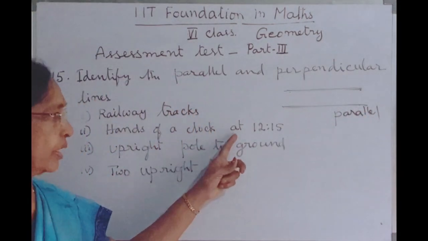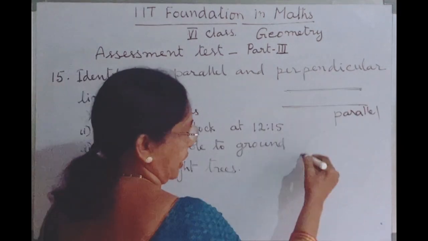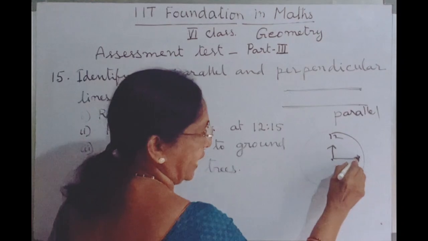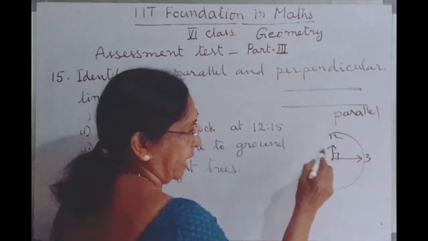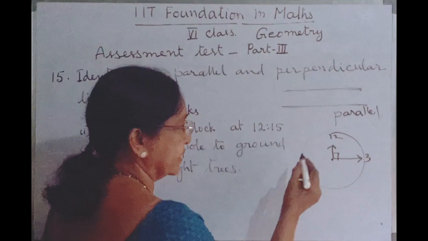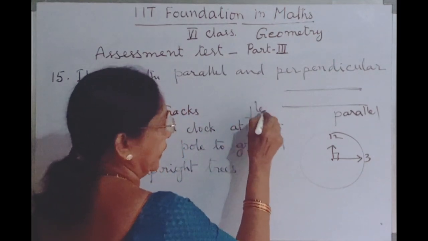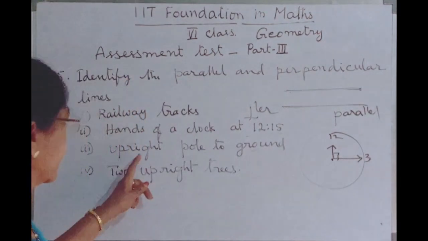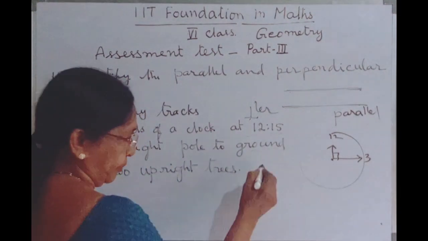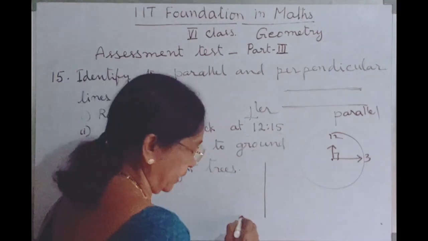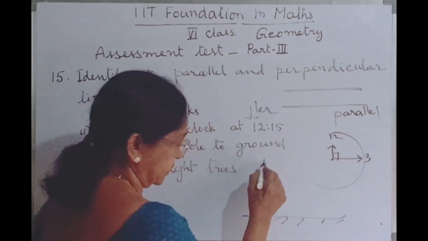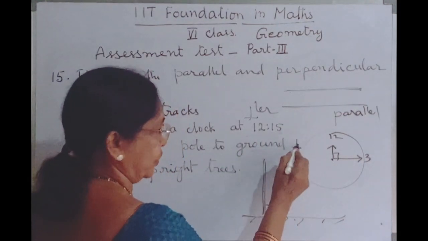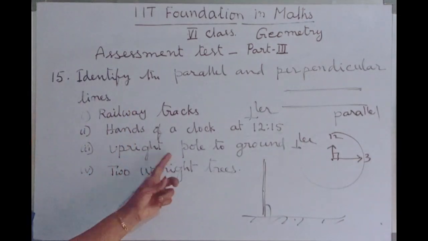Next, hands of a clock at 12:15. At 12:15, the hour hand shows 12 and the minute hand shows 3. Therefore, they are perpendicular. The angle between them is 90 degrees and these two are perpendicular to each other. Hour hand and minute hand are perpendicular to each other. Next, upright pole to ground. A pole upright to the ground. This is the ground and this is the pole perpendicular to the ground. So these two are perpendicular to each other, the pole and the ground.